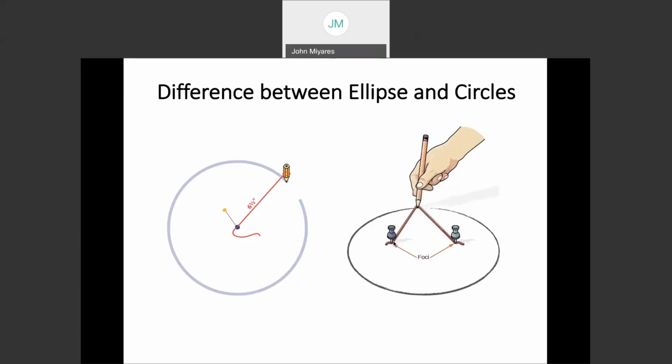In an ellipse, you still have a string of fixed length, but the endpoints of the string are pinned down in two places. Those two push pins you see here represent the foci or focal points. And when you go all the way around with your pencil like that, the sum of the distances from each focal point to the points on the ellipse add up to be a constant value.